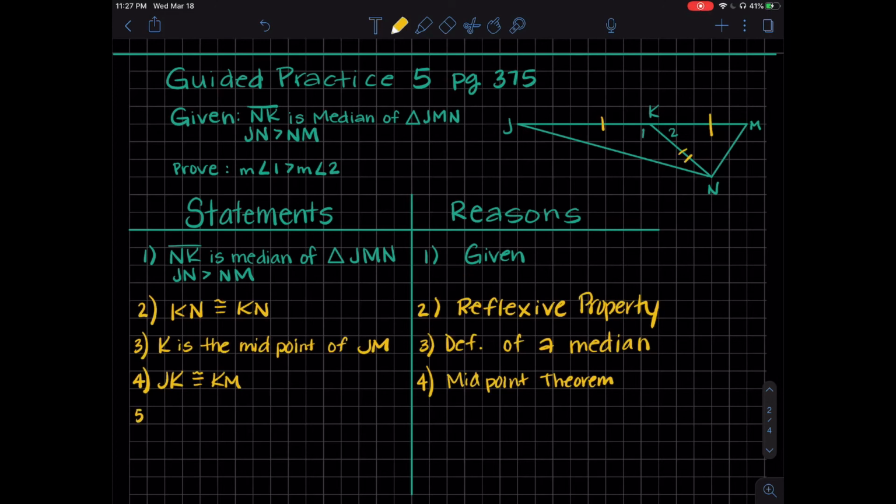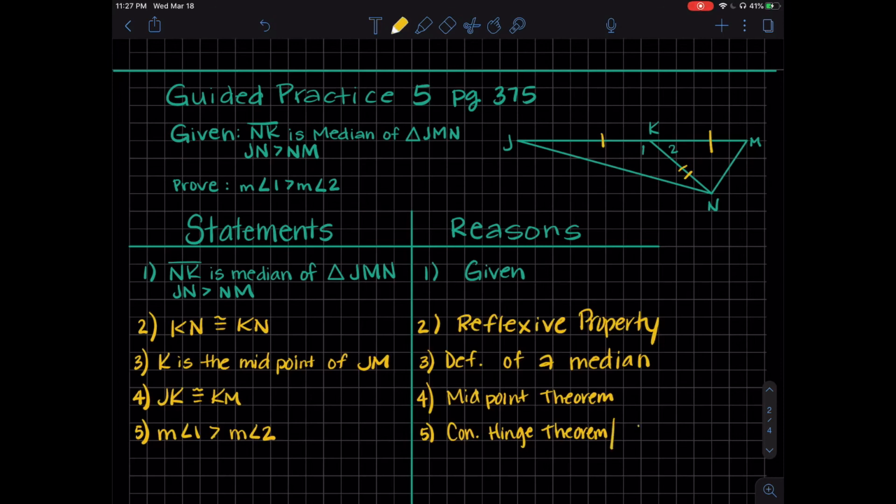And then our last step is to do the proof, which is the measure of angle 1 is greater than the measure of angle 2. And again, we can use the converse hinge theorem, or the SSS inequality.